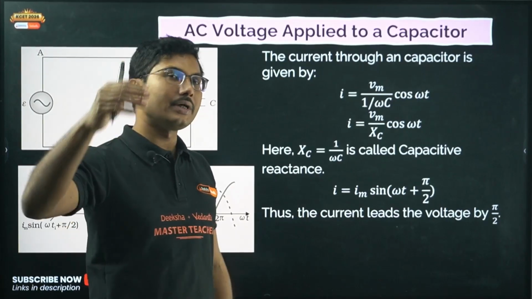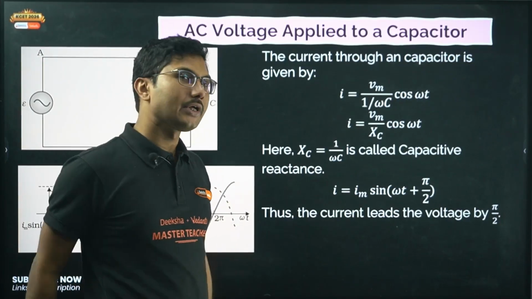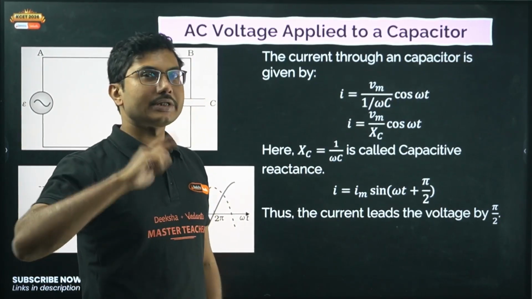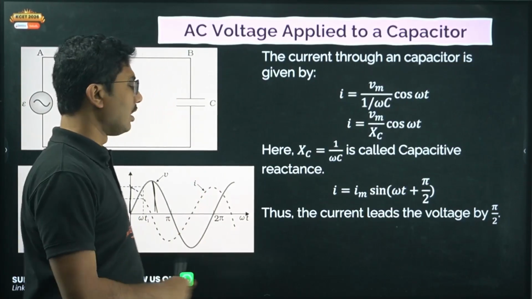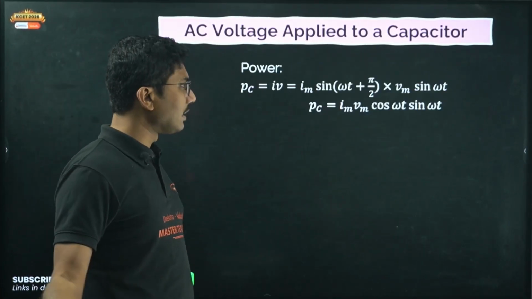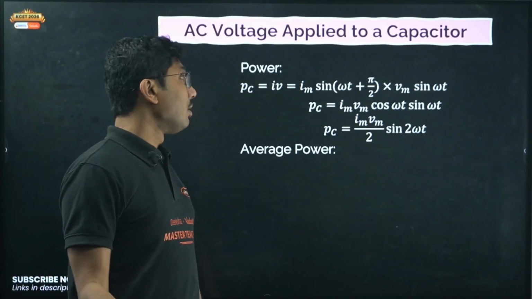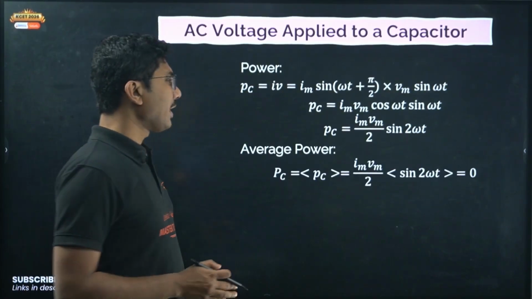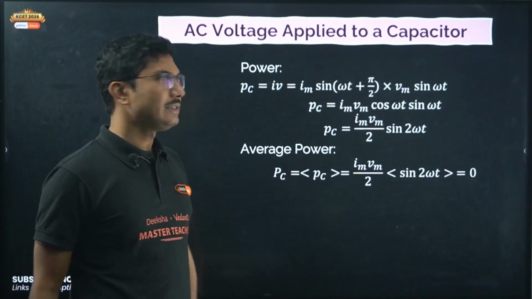Now try to answer the question from your last year's PYQ. If you are not able to answer it, I will discuss it in another future MCQ section. Now let's continue. The average power dissipated in a capacitor is again 0. It does not consume any power in an AC circuit.